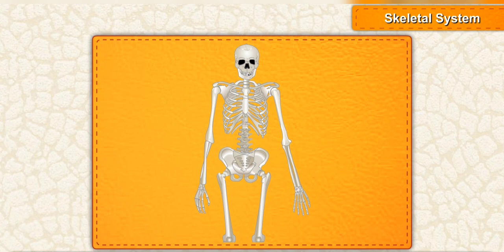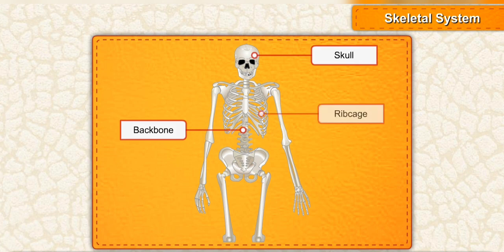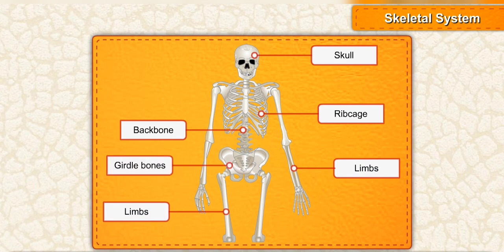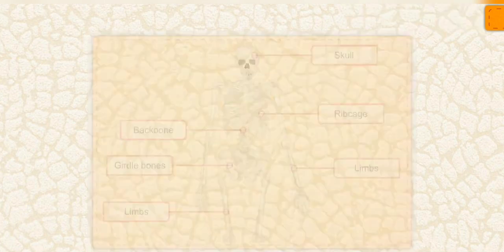The human skeleton consists of skull, backbone, rib cage, 2 pairs of limbs, and girdle bones.